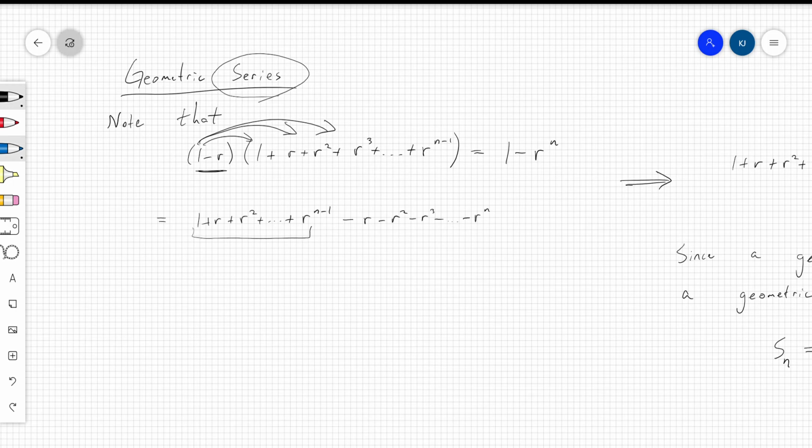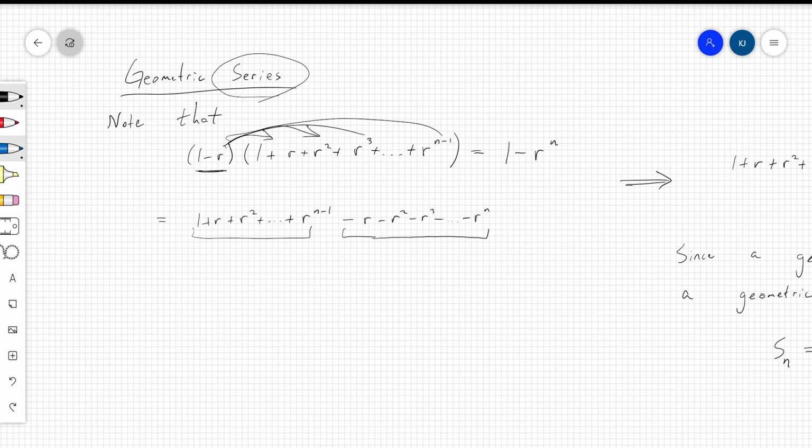If instead I distribute the minus r to everything, then that first term would be a negative r, the next term would be a negative r squared, the next term would be negative r cubed, and so on. And then the very last term here is going to be a negative r times an r to the n minus 1. That would just be negative r to the n. In other words, you're adding 1 to this exponent because you're multiplying by r.